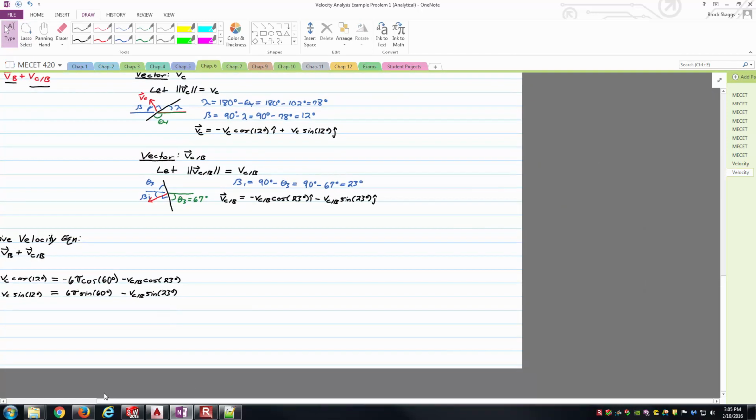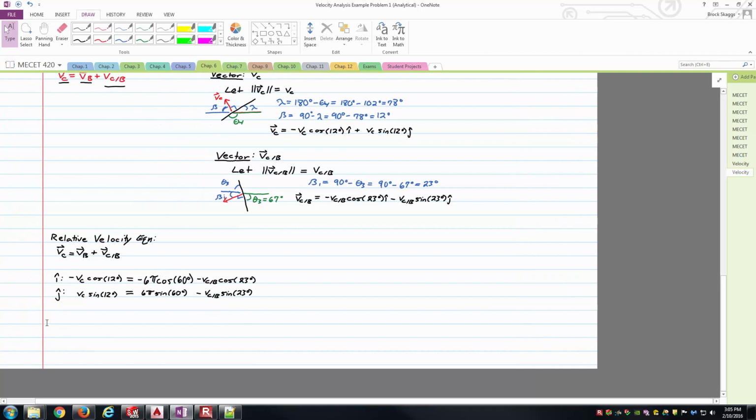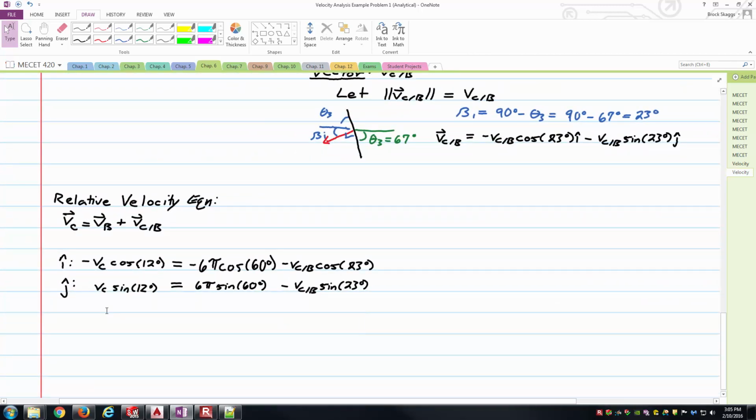Alright, and so at this point, take a step back and see what you've created. Here we've got a system of two equations, the I and J equations here, and we have two unknowns, the V sub C and VC relative to B. And so now we just need to solve these simultaneously. We could do this by hand, but instead, let's see if I can use Sage in order to help myself out here.